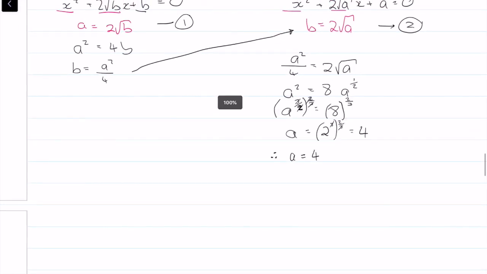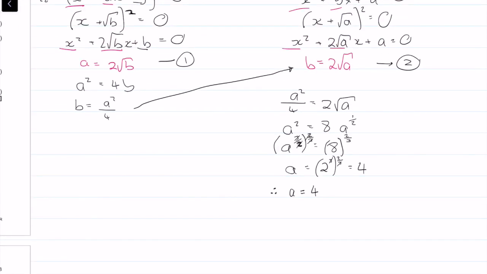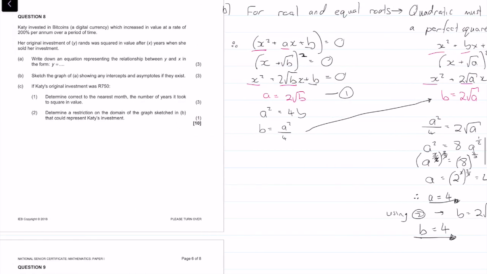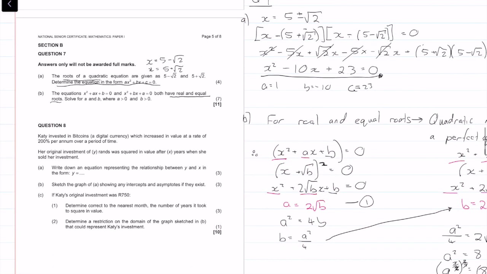Now all I need to do is find b. I can use equation 2. So using 2, I get that b equals 2 times the square root of 4, which is equal to 2 times 2, which is equal to 4. So b is equal to 4 as well. So we've solved for a and b. And that is the end of that question. And we get 7 marks.